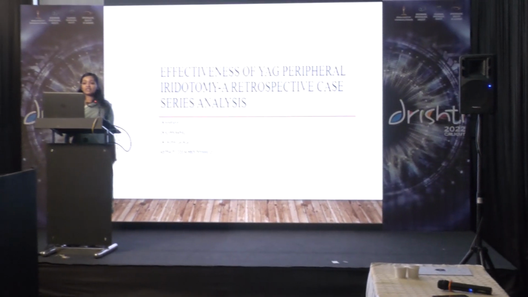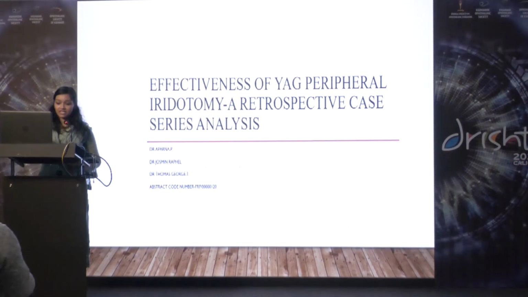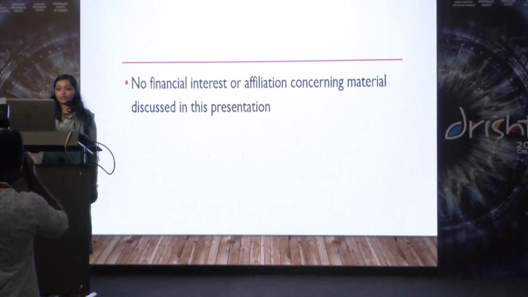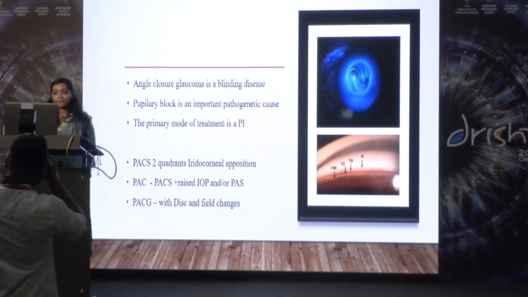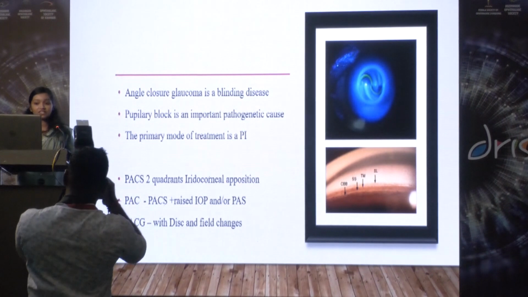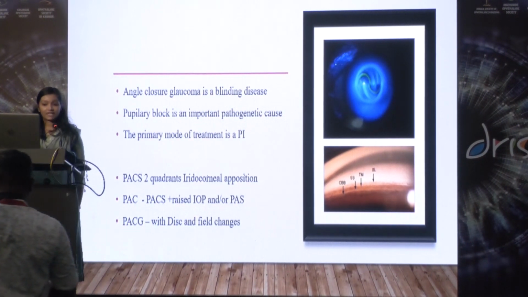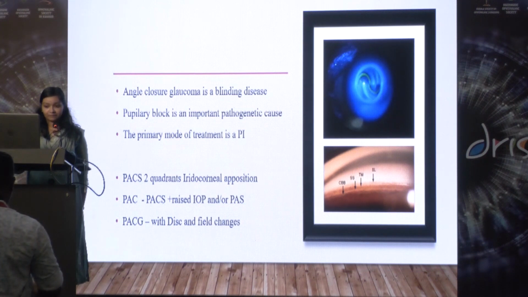Good morning. My topic is effectiveness of YAG peripheral iridotomy, a retrospective case series analysis. No financial interest in this study. Angle closure glaucoma is a blinding disease, and the main pathogenetic cause behind this disease is pupillary block, and the primary mode of treatment is a peripheral iridotomy.